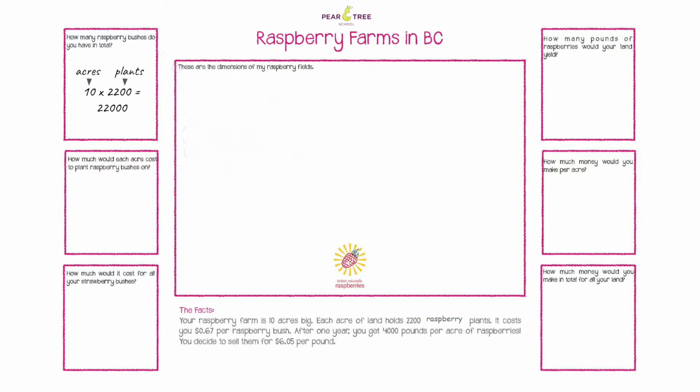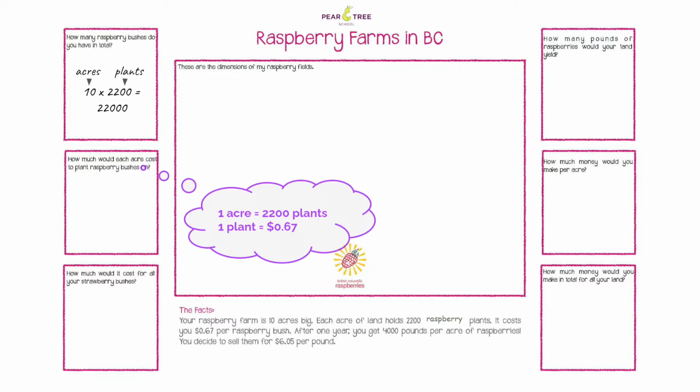The next question: how much would each acre cost to plant raspberry bushes on? Now this gets far more challenging, because now you're thinking in terms of cost, but the cost is in cents. So you've got 67 cents. So now we're working with decimals. They know that 1 acre has 2,200 plants, and also learning things like that "has" means equals, and "costs" means equals. This English language translates in mathematics as plus and minus and equals, etc. And so each plant costs 67 cents. If they're working with cents, they're now working with decimals.